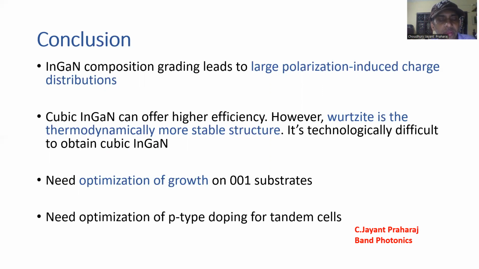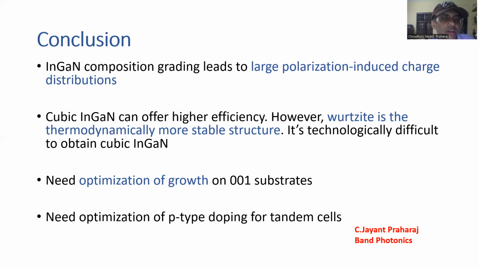And we need optimization of growth to obtain these different kinds of crystal structures. Now, the wurtzite structure typically grows on, for example, the 0001 plane of the crystallographic direction, while the cubic structure grows on, for example, 001 substrates. So we need optimization of growth on 001 substrates in order to obtain the cubic version of the indium gallium nitride material in order to get some advantages for solar cell optimization using the cubic versions.